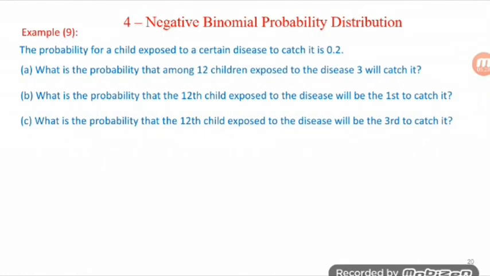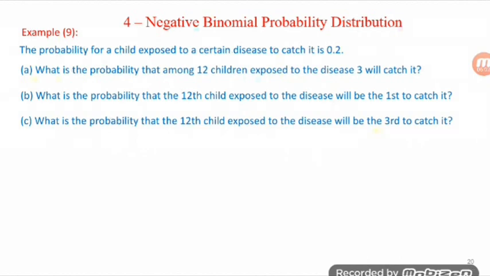Number B, what is the probability that the 12th child exposed to the disease will be the first to catch it? Again, try to revise all the information that I gave to you through the previous 4 distributions. Now we are interested in the first child to catch the disease, which is the first success to me. What is the experiment interested in the number of trials observed until the first success? Of course, this will be the geometric experiment.